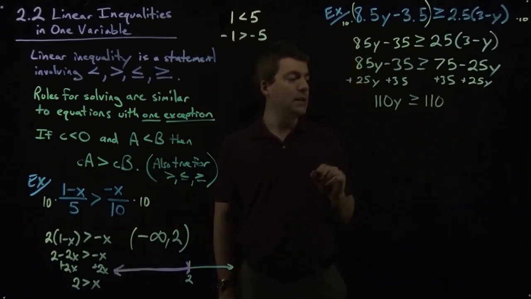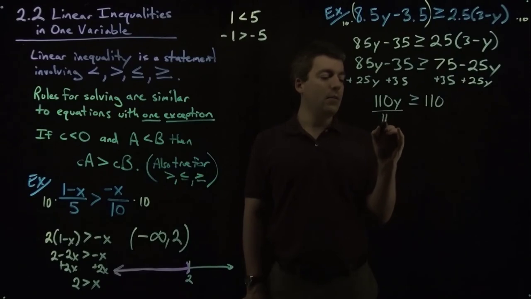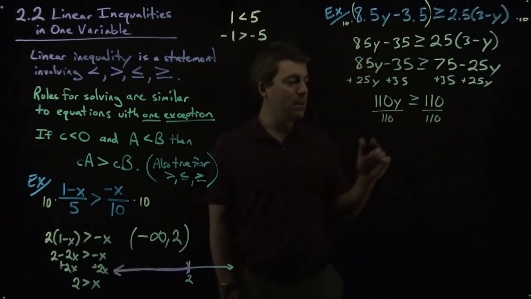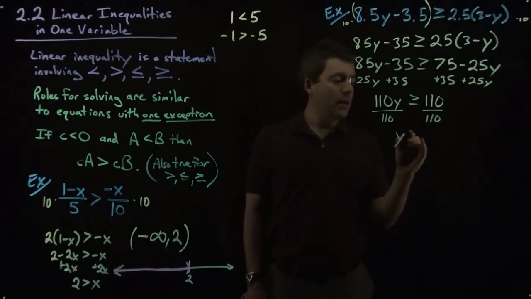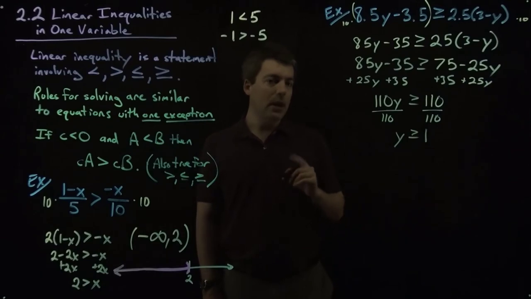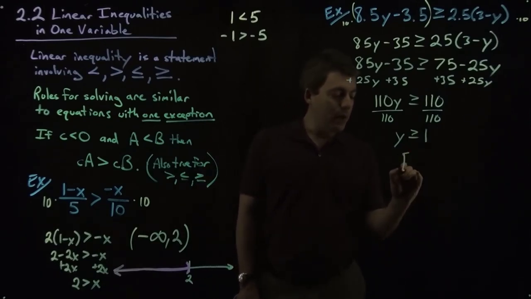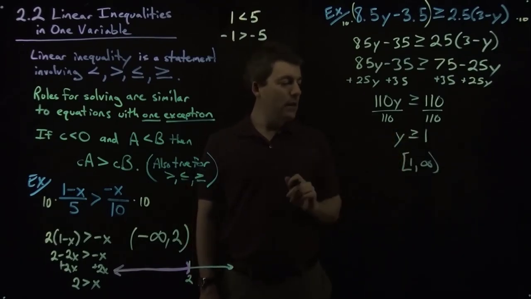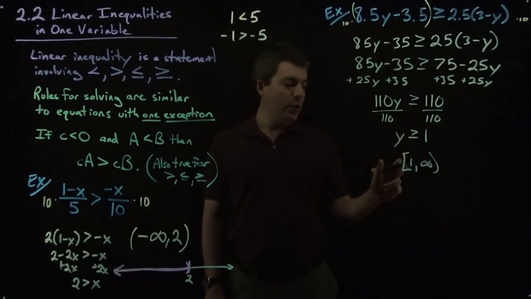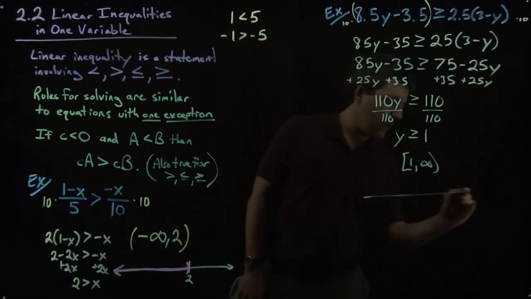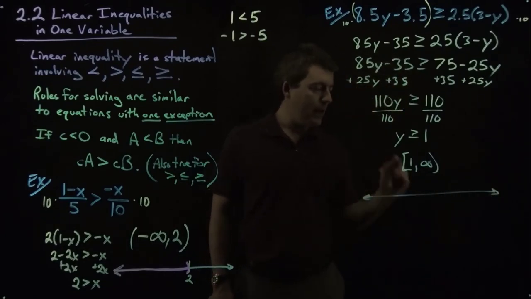110. It's nice. Divide by 110, which is a positive number. So the inequality symbol remains the same. y is greater than or equal to 1. Okay, interval notation. So greater than or equal to 1, we have 1 to infinity. We use brackets because the inequality is non-strict. The solution set will include y equal to 1, in other words. Okay, and we can draw a number line solution as well.